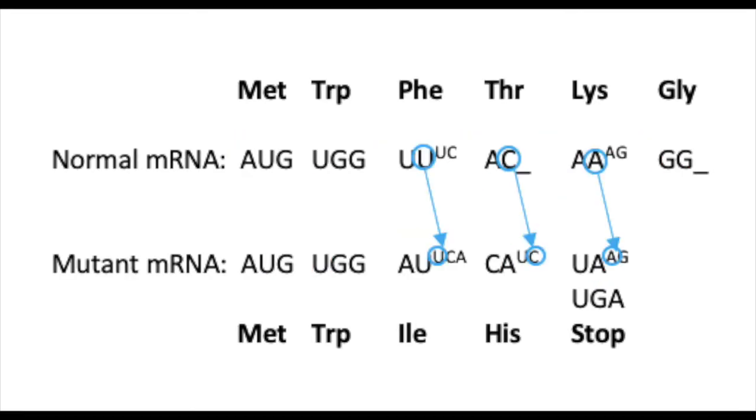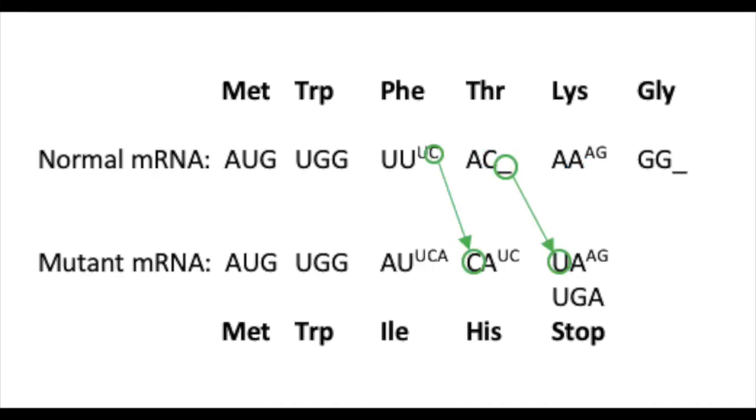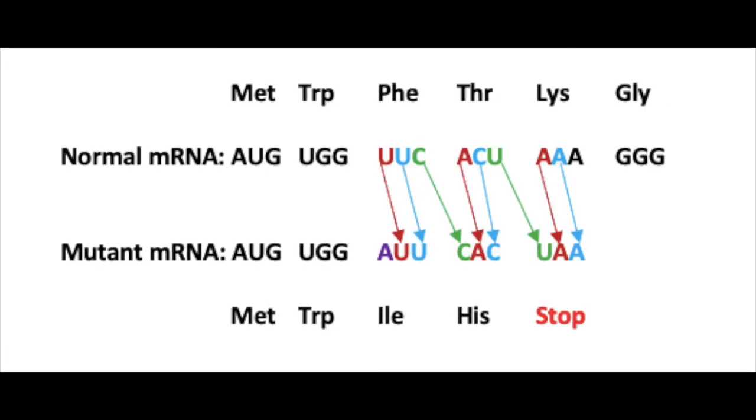In addition, each of the nucleotides in the second positions of the normal mRNA codons are in the third positions of the respective mutant mRNA codons, which have been circled in blue. The nucleotides in the third positions of the normal mRNA codons are now in the first positions of the next adjacent codons of the mutant mRNA, circled in green. The addition of one base pair in the first position of the third codon in the normal mRNA sequence, shown in purple, resulted in the formation of this mutant mRNA.